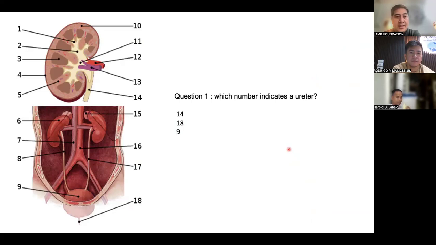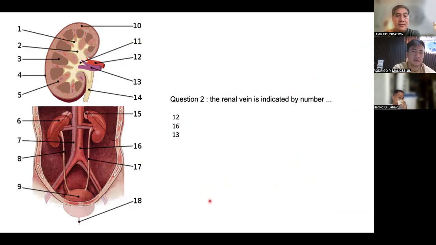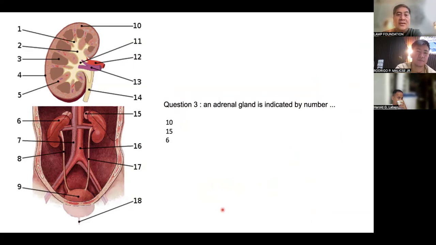Where is the ureter? What number? The ureter, number 14. Renal vein, number 13. Okay. Adrenal gland, number 15. Abdominal aorta is pointing number 16.